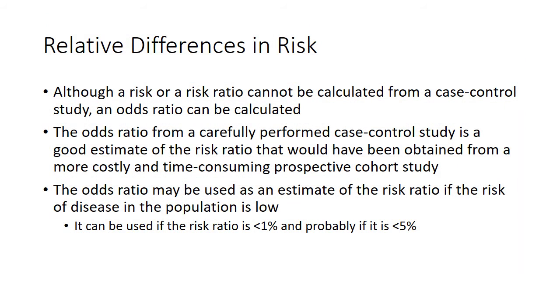The reason we can't really do absolute risk or relative risk when you're doing a case control study, looking retrospectively, is the fact that we don't know what our entire population is, right?